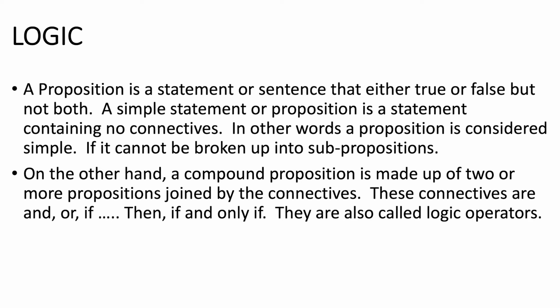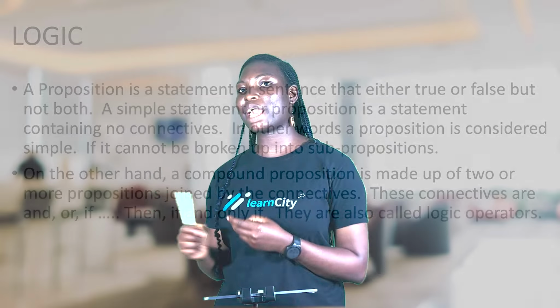On the other hand, a compound proposition is made up of two or more propositions joined by connectives. These connectives are and, or, if-then, and if and only if. They are also called logic operators. Now, for the logic operator symbols, we have and, or, if-then, not, and if and only if. In our previous classes, we also explained negation of a statement.